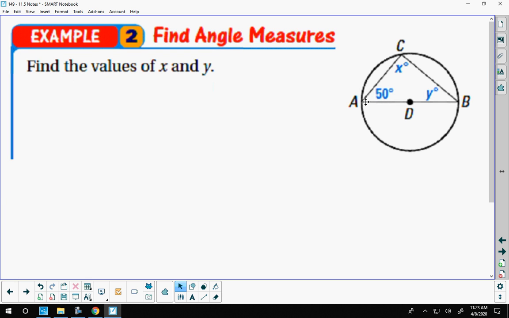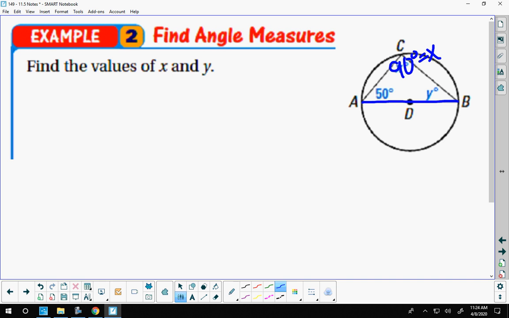So for example, you see diameter AB here because it goes through the center of the circle. Therefore, that means that the measure of angle C here has to be 90 degrees. So x equals 90 degrees because this is a diameter.